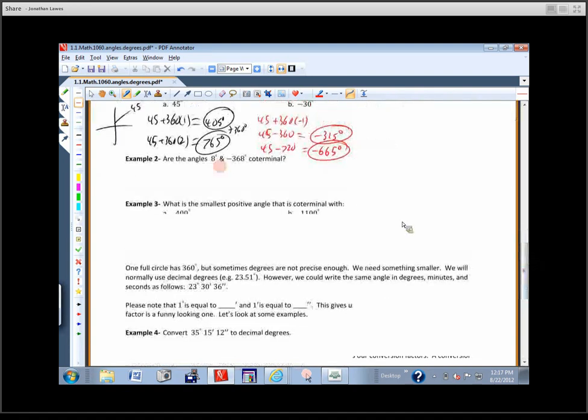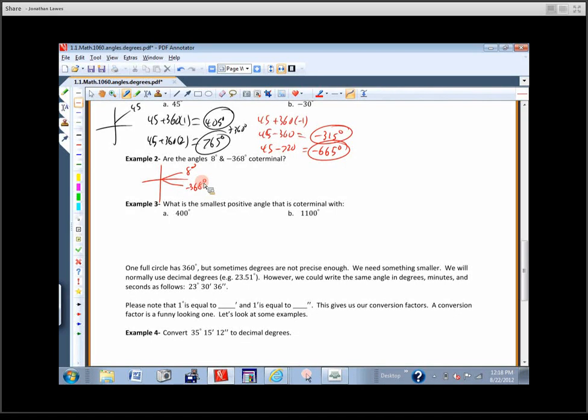Are these angles coterminal? Do they kind of look like they should be coterminal? Yeah, they kind of do. If you graph them, though, here's 8 degrees. Negative 368. Start here. 90, 180, 270, 360, and another 8 degrees. So this is 8 degrees. This is negative 368. Are they the same?